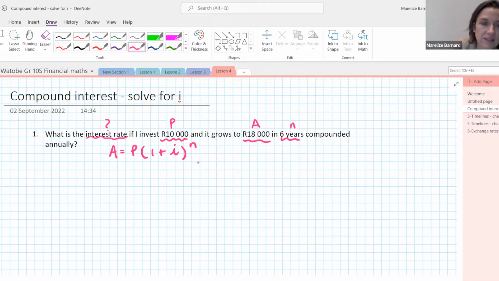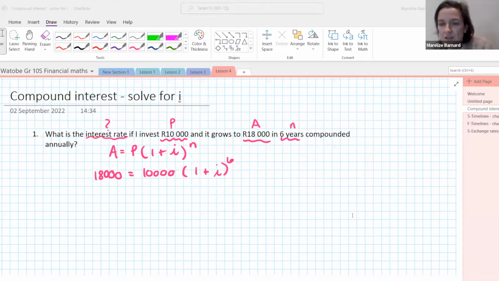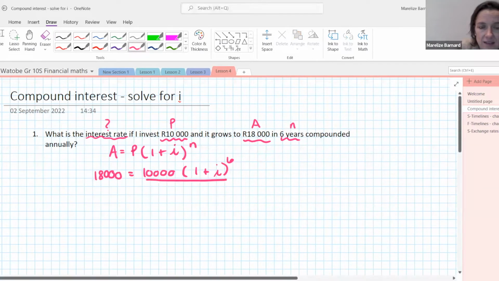Okay, let's substitute in. A is 18,000, and then P is 10,000, and then I is what we don't know, that we are going to solve for, and then N is 6 years. Is there anyone who can tell me what our first step is going to be here? Anyone pop it in the chat or raise your hand. We're going to divide by P, says Tandalwetu. Okay, yes, I think that's a good idea.